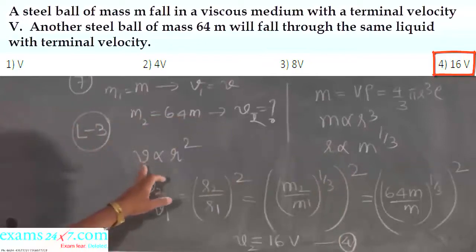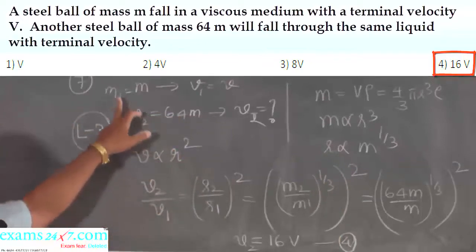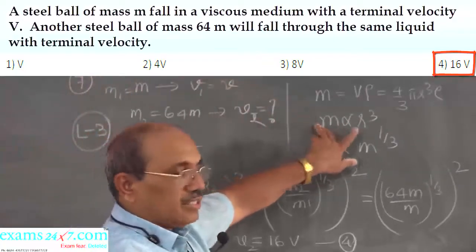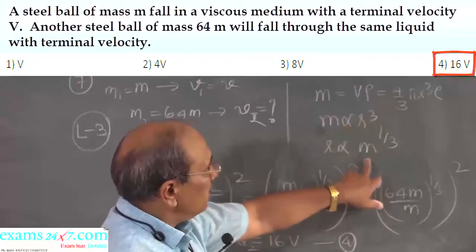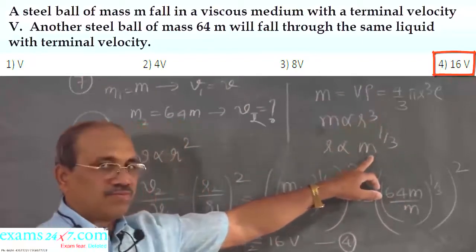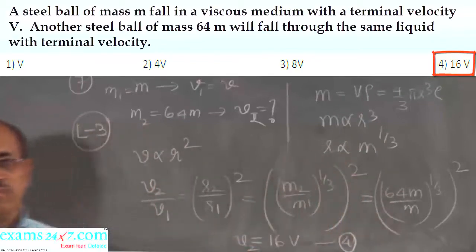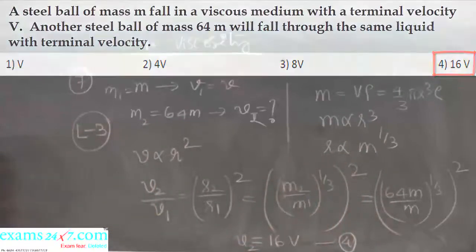There is a relation V proportional to r square. In the terminal velocity relation, we are not finding the mass, but the mass relation is with the radius. Radius dependency is that radius is proportional to cube root of m. Apply the cube root of m for r and find the answer. That gives you the final solution.